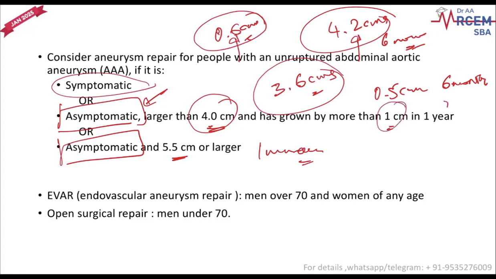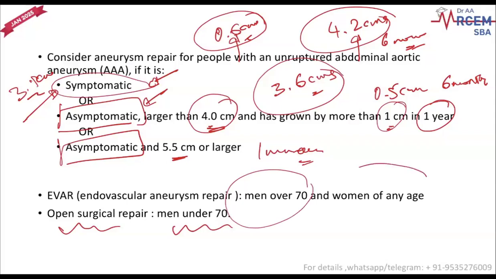It can be 1 centimeter over 1 year also. That is an indication, any size it might be. It might be just 3.1 centimeters. If they are symptomatic, for example, abdominal pain, they require an intervention. Which are the interventions? Open surgery is preferred in men who are under 70 years.